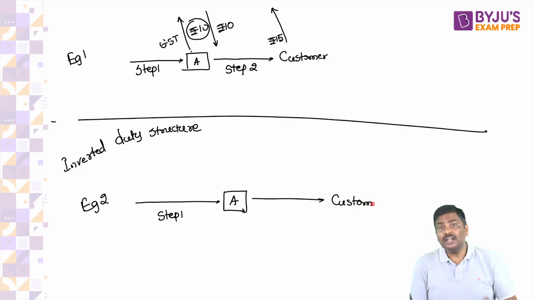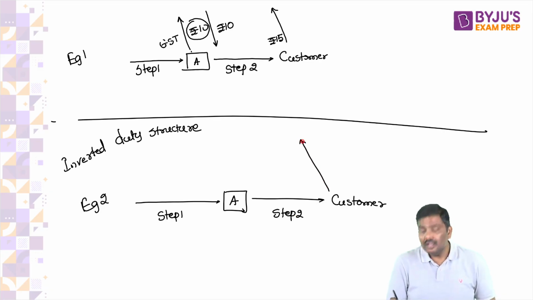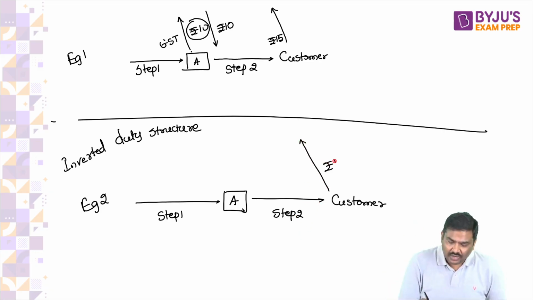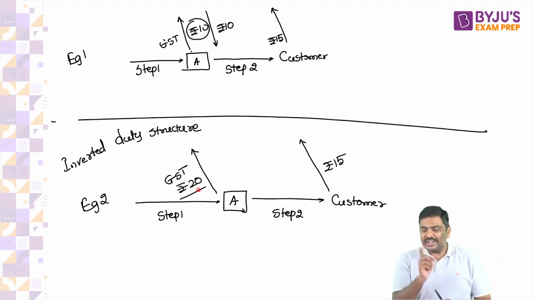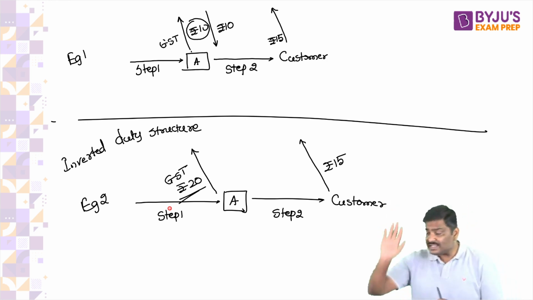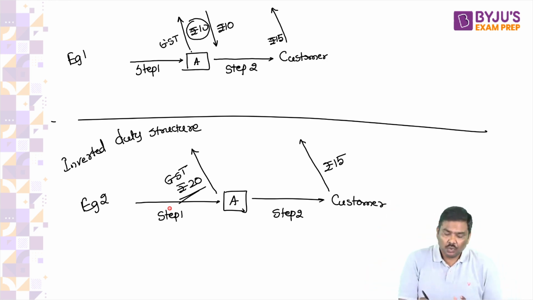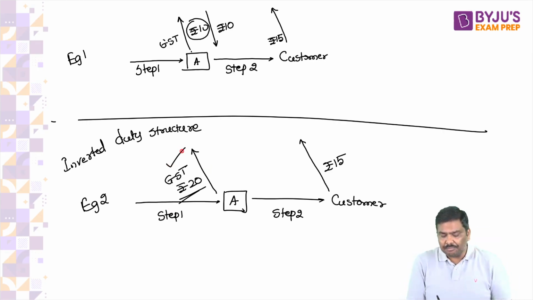Now, in inverted duty structure, understand this carefully: whatever taxes you collect from the customer and give to the government will be lesser than whatever taxes you pay to the government in the form of GST in the first step. I repeat, whatever taxes you collect from the customer and give to the government is lesser compared to whatever taxes you pay to the government when you purchase inputs to manufacture the product.